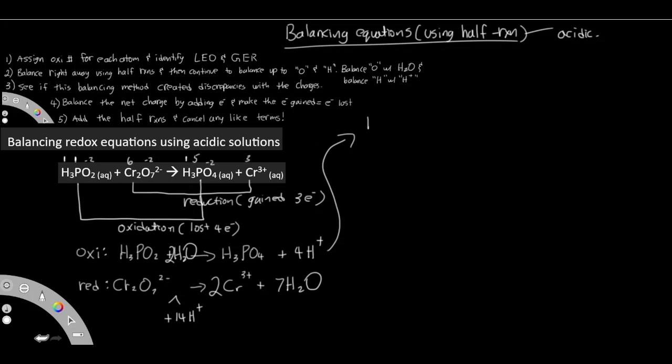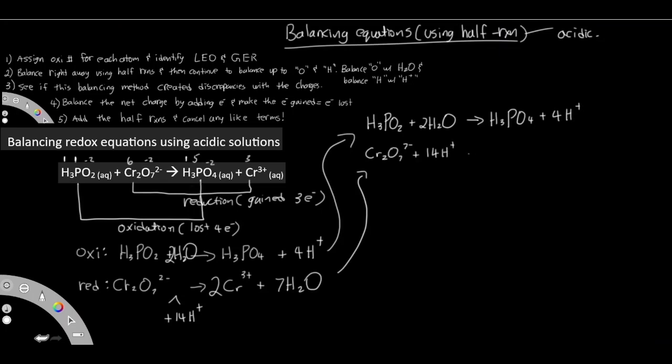So we're putting our H3PO2 added with our 2H2O to become our H3PO4 and our 4 hydrogen ions. And this reduction one over here is going to be right below it, our Cr2O7 2 minus, adds with the 14 H pluses, and then makes our 2Cr3 plus and our 7 H2O.